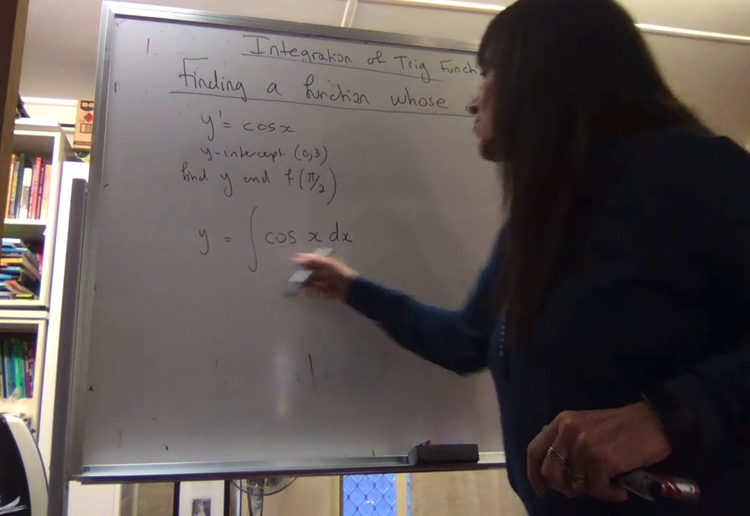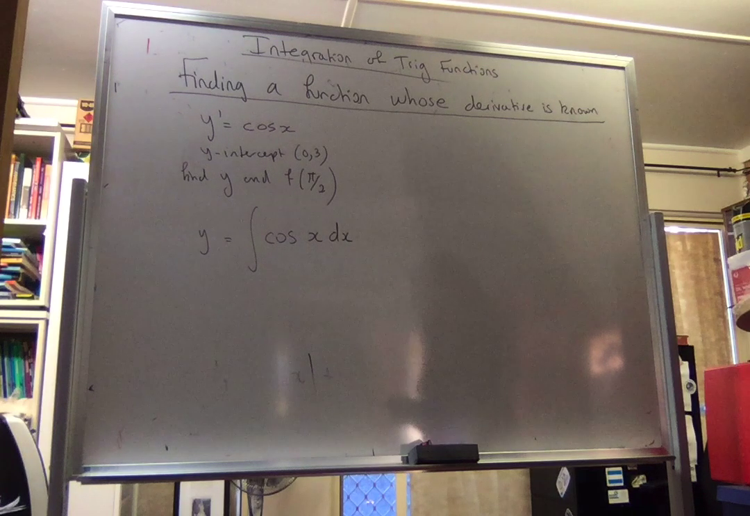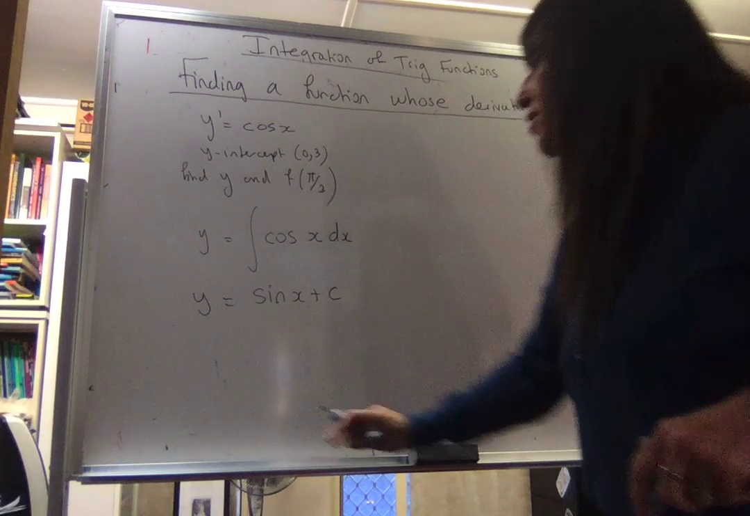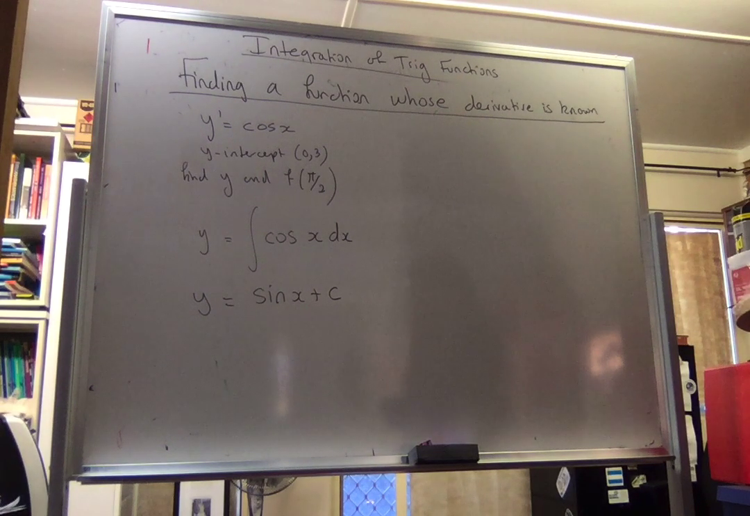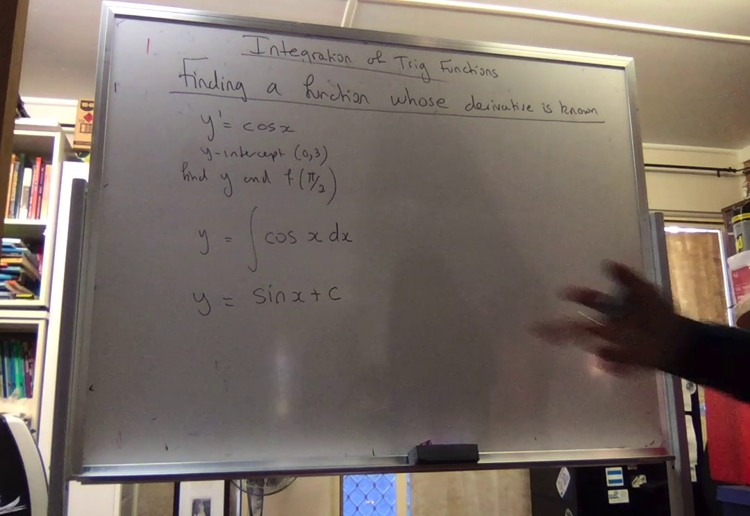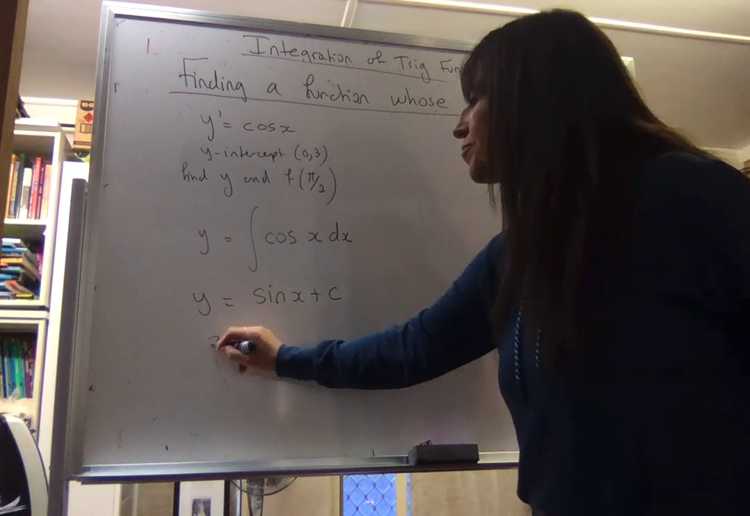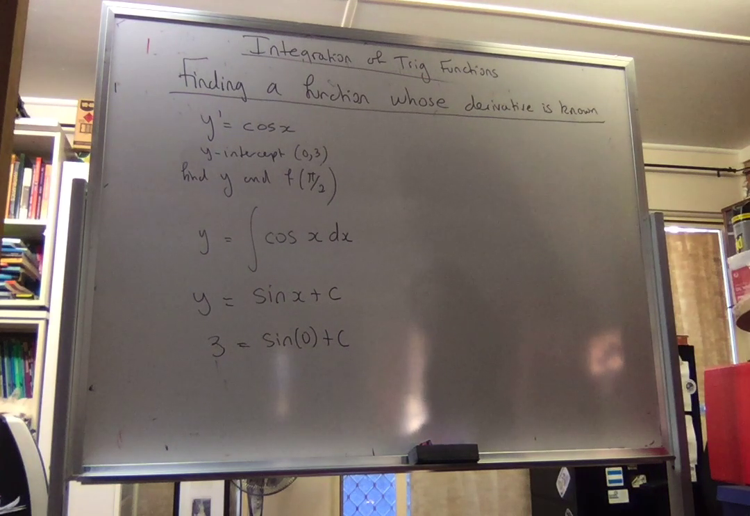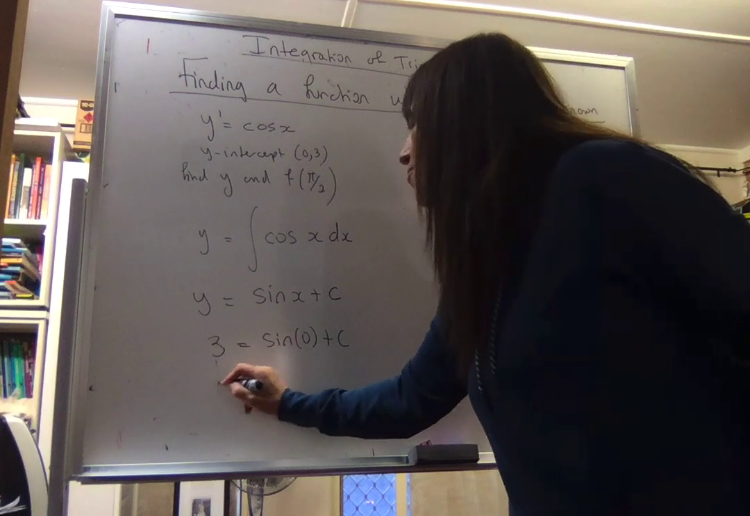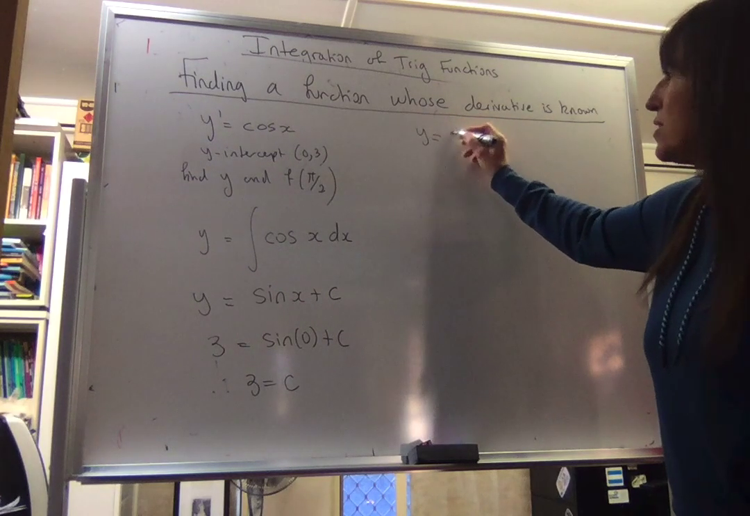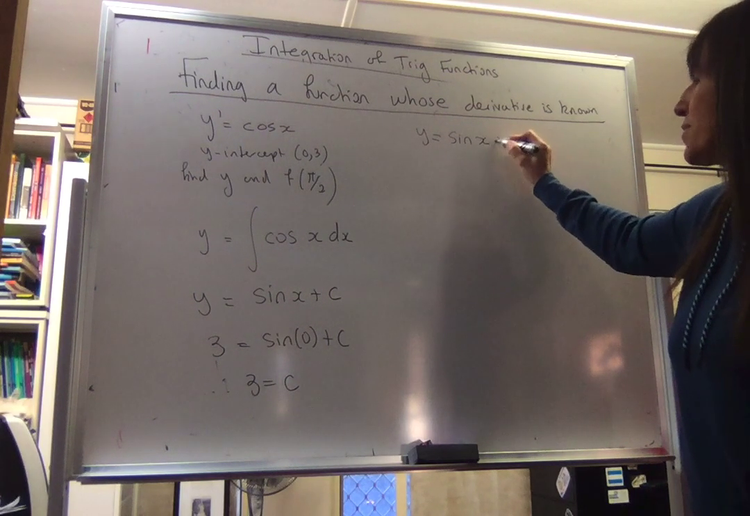Okay, so y is going to equal the integral of that. So that becomes the integral of cos x, which is sin x plus c. All right, now we know this function, the primitive function, passes through the point (0, 3). So I need to substitute x for 0 and y for 3 to find c. And we know that sine 0 is 0. So therefore c is equal to 3. So my primitive function is y equals sine x plus 3.